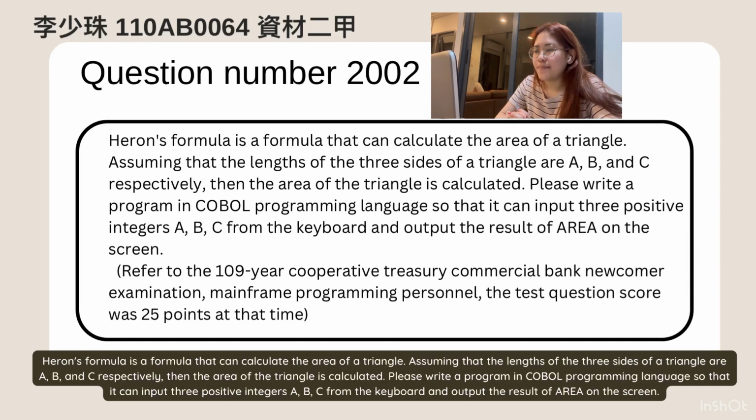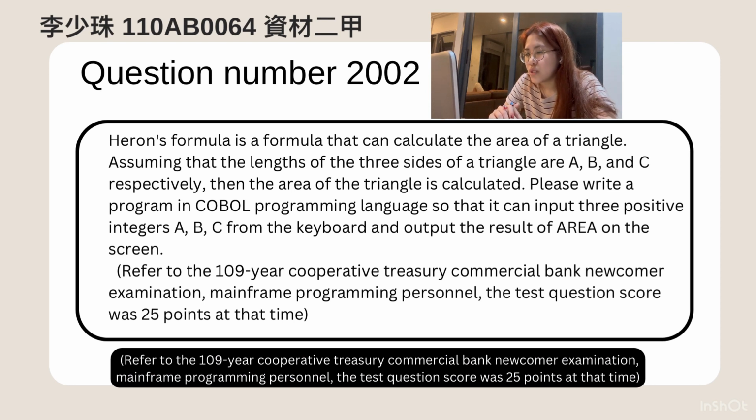Heron formula is a formula that can calculate the area of a triangle, assuming that the lengths of the three sides of the triangle are A, B, and C, respectively. Then the area of the triangle is calculated. Please write a program in the COBOL programming language so that it can input three positive integers A, B, C from the keyboard and output the result of the area on the screen.